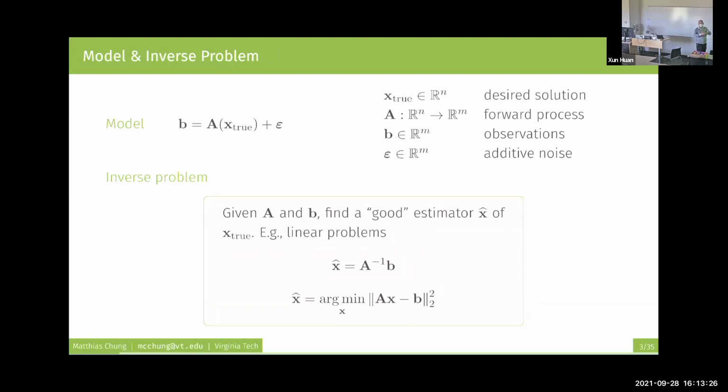And you all had that. The easiest or first thing to do is, if you have a linear model and it's square, you just take the inverse and you have your solution. No big deal. And if it's not square, you maybe do a least squares problem, just solve the normal equations associated with this problem, and you're good to go.